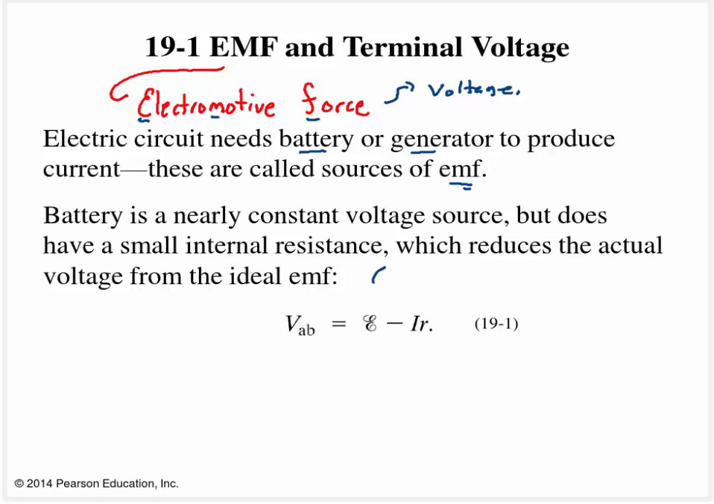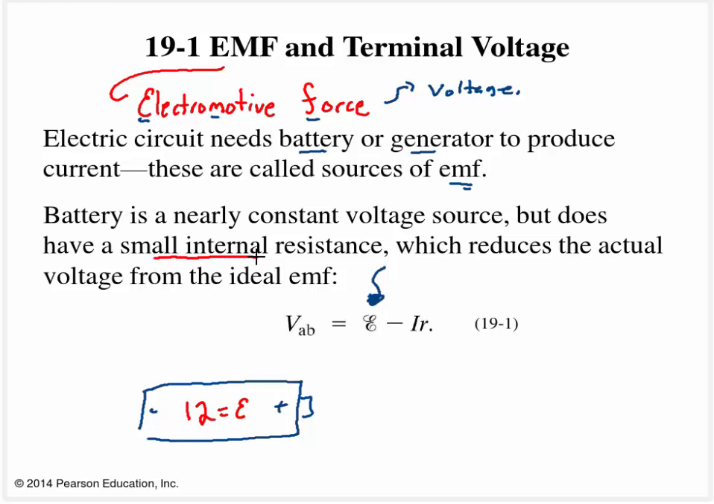Now, it's written with this little squiggly E right here, and something to keep in mind is, suppose we have just an ideal battery, and I'll draw the positive side here and the negative side here, and this battery is labeled, let's say, 12 volts. That's going to be equal to the EMF of the battery.